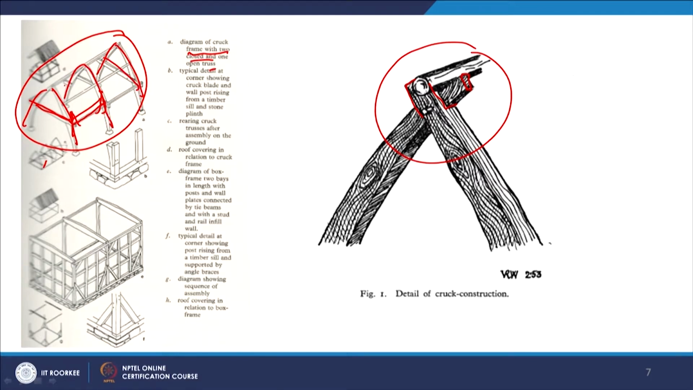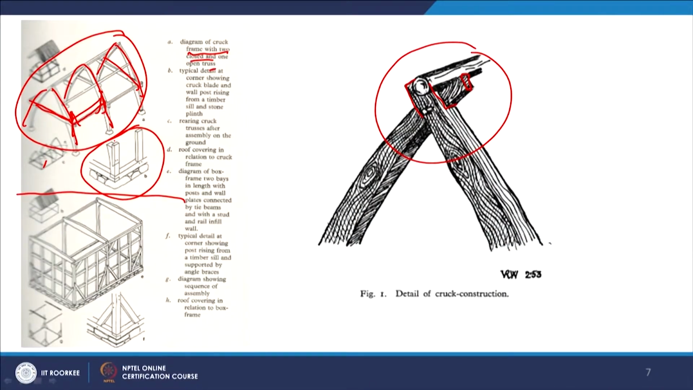And similarly, if you see the bottom right here, you can see how the corner and how the cruck blade and the wall post rise from a timber sill and stone plinth. So basically you have the stone plinth which is leveled, and then again you have a corner like this, it sits onto the lap joint, and then the post comes.